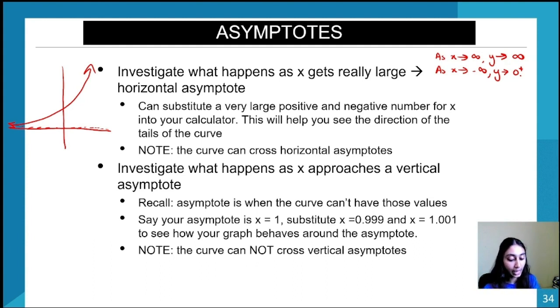Now we can investigate what happens as x approaches a vertical asymptote. Actually, let's first take a look and see how we can identify a vertical asymptote. The most common way that you can identify a vertical asymptote would be for curves that are reciprocal functions, such as 1 on x minus 2. Okay, that's my example function. I will have an asymptote when my denominator is equal to 0.